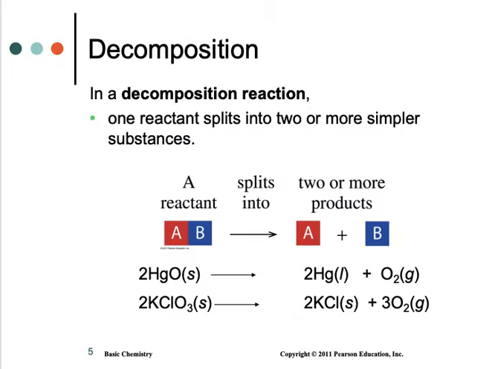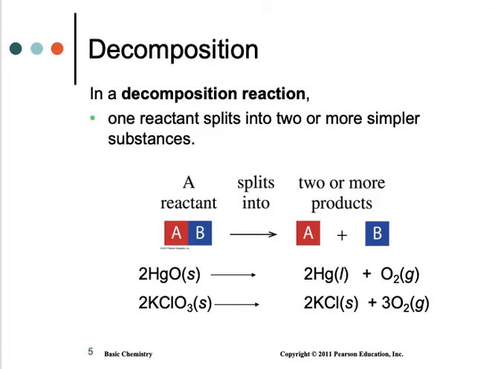Okay, let's look at decomposition. Decomposition's backwards, where it's breaking apart. So you have a reactant normally, and it breaks apart into 2 or more products. So if you have, in this case, mercury oxide, it breaks apart into mercury metal plus oxygen, or potassium chlorate breaking apart into potassium chloride and oxygen. Okay, so different ways to do it, but decomposition decomposes. It breaks apart. That's what decompose means.